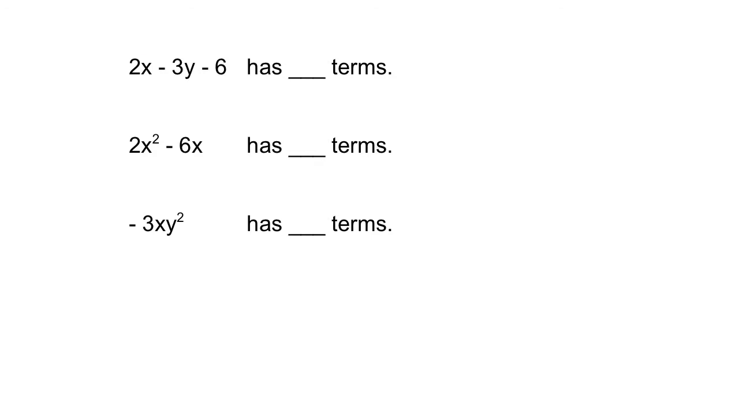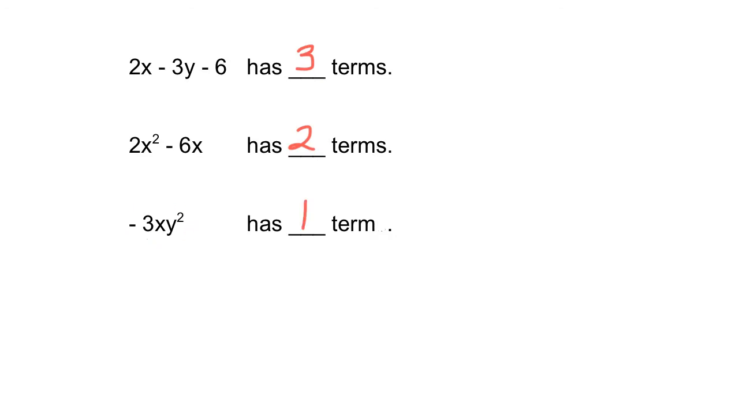Well, for the first one, we have 1, 2, 3 terms. Remember, terms are separated by addition or subtraction. So here's my subtraction. It separates out the 3 terms. The next one, how many terms does this expression have? Just 2. Some people might be tempted to think that this is somehow 2 terms here because you've got an exponent there, but it's not separated by addition or subtraction. So this is 1 term, this is another one. And the last expression has only 1 term.